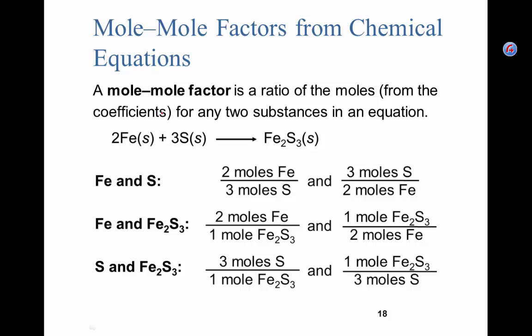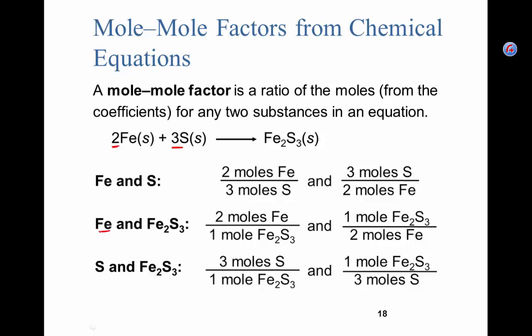So I could write a mole to mole ratio. That's going to be a ratio between the moles of the substances, and those numbers are going to come from the coefficients. So if I wanted to know between iron and sulfur, so here's iron and here's sulfur, I would have 2 moles of iron for every 3 moles of sulfur, or 3 moles of sulfur for every 2 moles of iron.